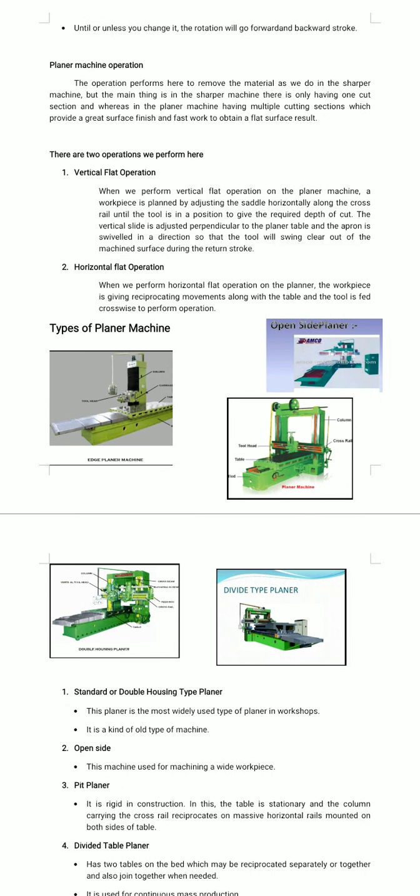When we perform vertical flat operation on the planer machine, a workpiece is planed by adjusting the saddle horizontally along the cross rail until the tool is in a position to give the required depth of cut. The vertical slide is adjusted perpendicular to the planer table, and the apron is swiveled in a direction so that the tool will swing clear out of the machined surface during the return stroke.